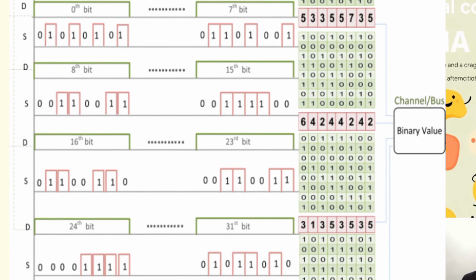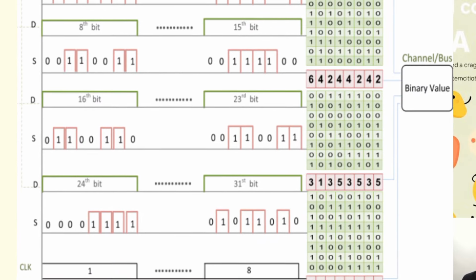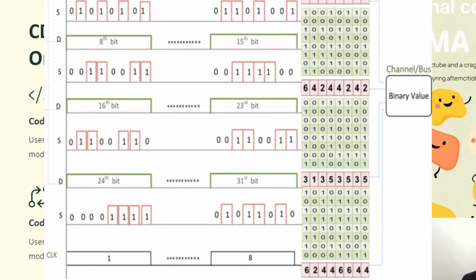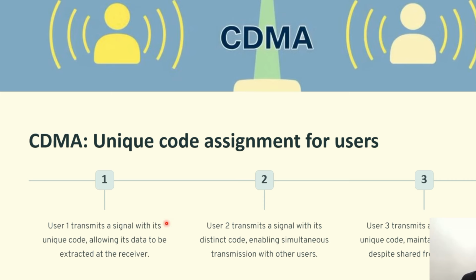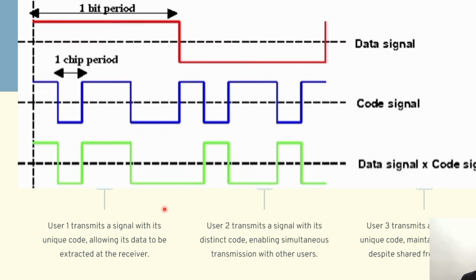Then user 2 also has a unique code to modulate their signal. Similarly, all the users have their separate codes. While user 1 transmits data with their unique code, which allows the data to be extracted at the receiver, it will not affect users 2 and 3. User 2 transmits the signal with another distinct code, enabling simultaneous transmission with the other users also.